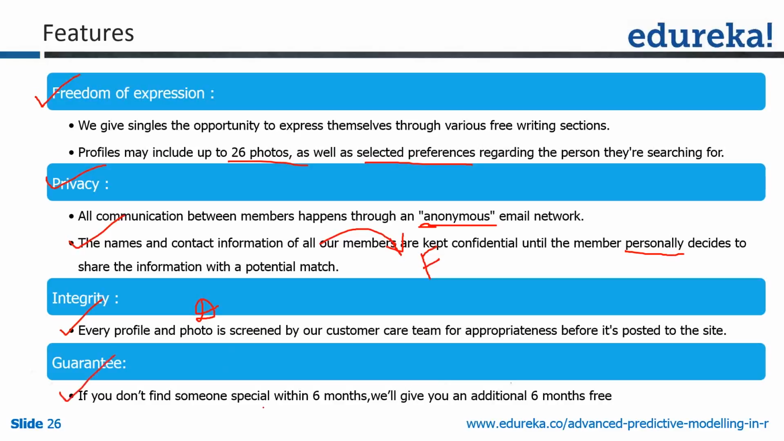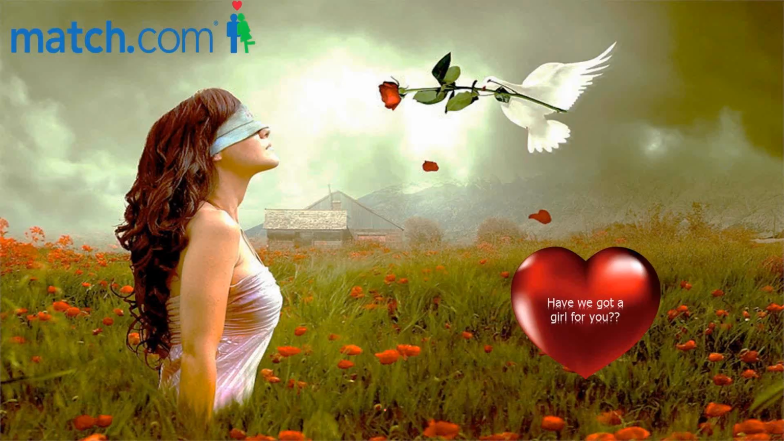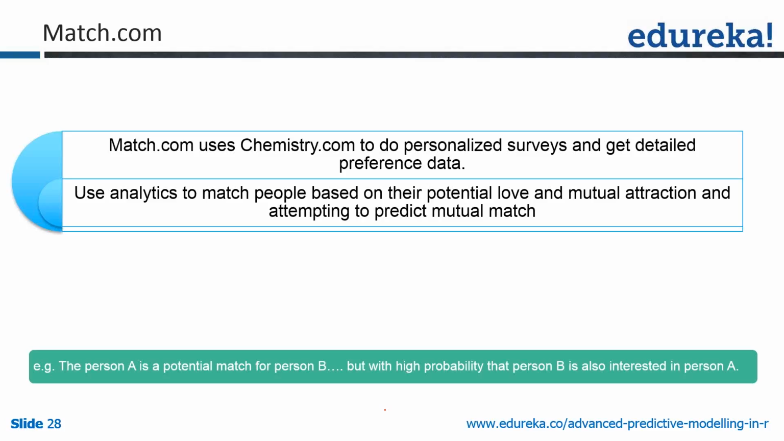And if you don't find someone special within 6 months, you'll be given an additional 6 months for free. So those are all the various advantages that you have.